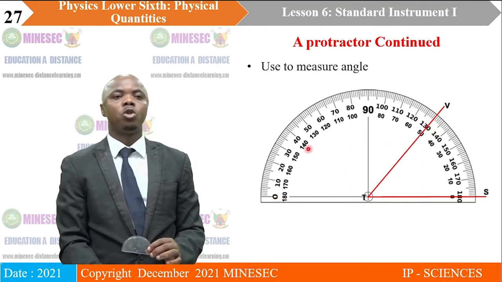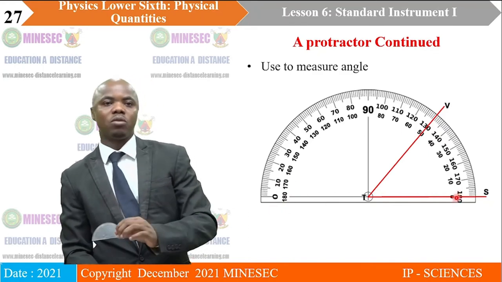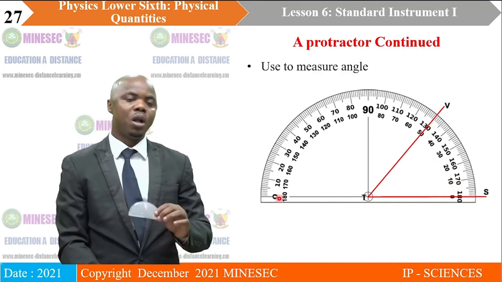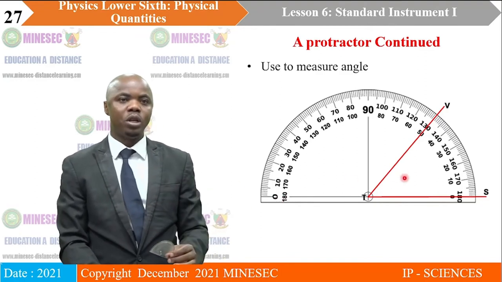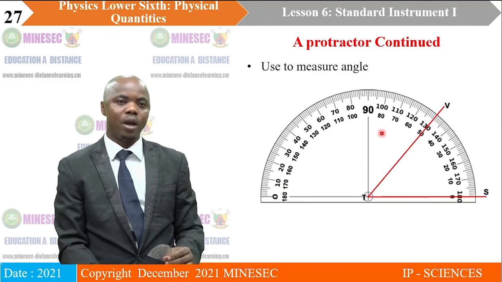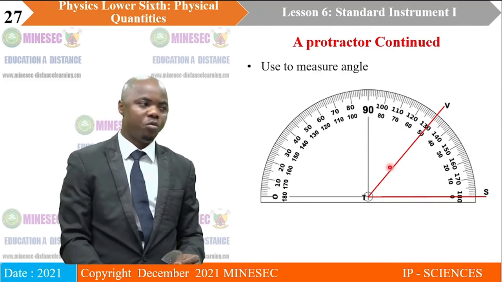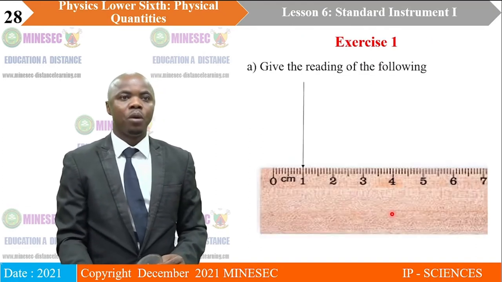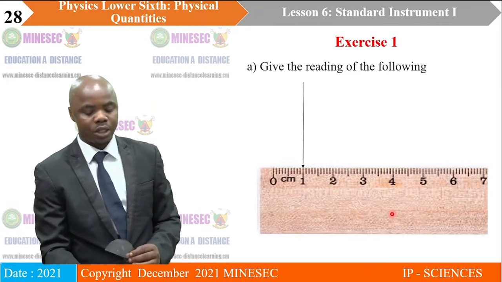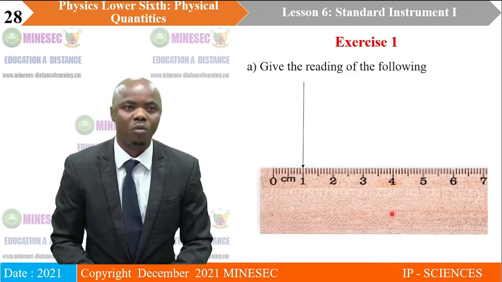A protractor goes two ways around. It starts from zero one way and goes to 180, and starts from 180 and goes back to zero. Remember, angles are measured anti-clockwise. Therefore, this angle cannot be measured from here this way. It is measured from S to V, not from round like this. So we now have an exercise. The first exercise is, give the reading of the following.